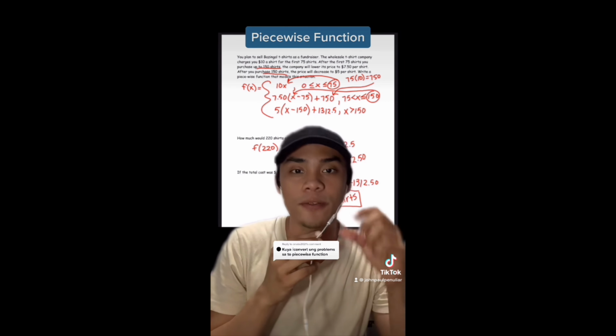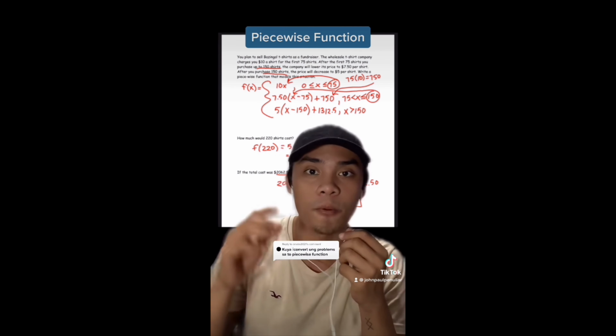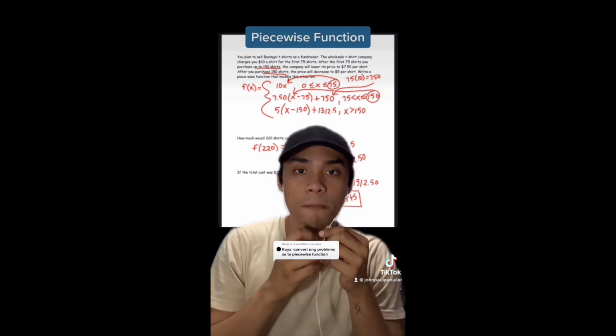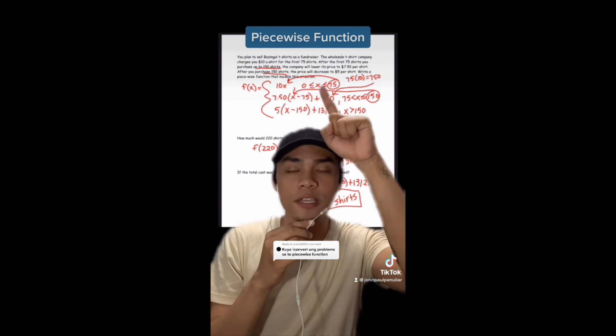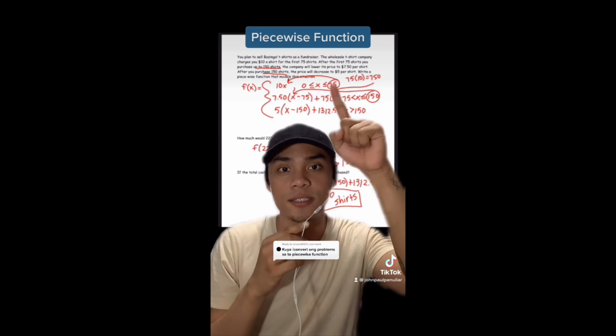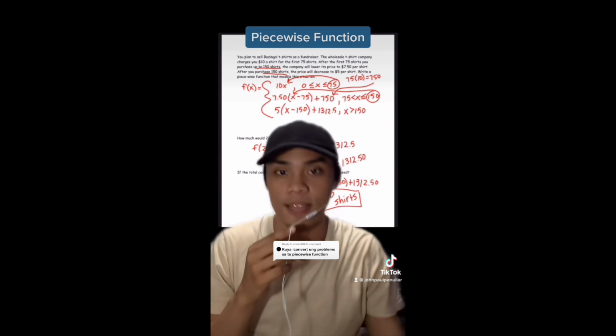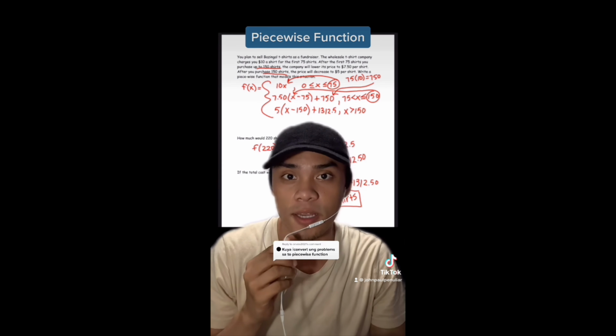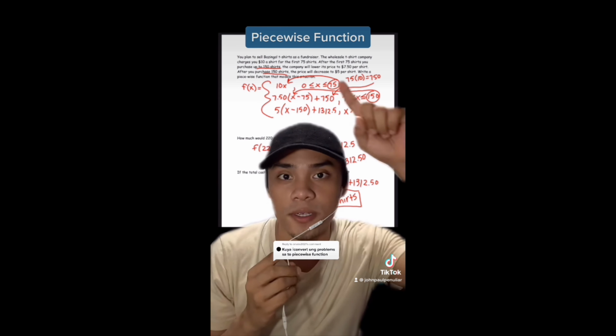What is the condition for the first 75 shirts? The cost is $10 per shirt. So, that's from 0 less than or equal to x less than or equal to 75, and the function we'll use is 10x. Okay? So, that part is very straightforward.